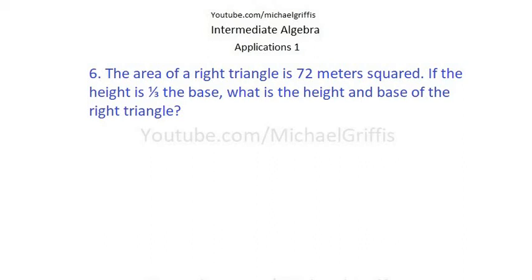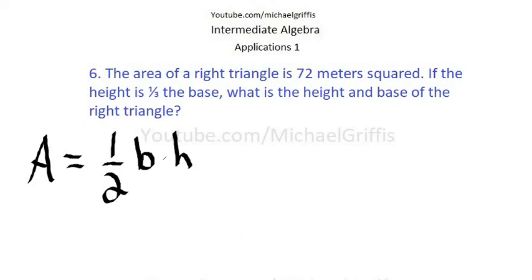First thing, let's go ahead and write up the equation we're going to be working with. So A is equal to a half times base times height. Okay, so that's the equation that we're going to use to find the right triangle.